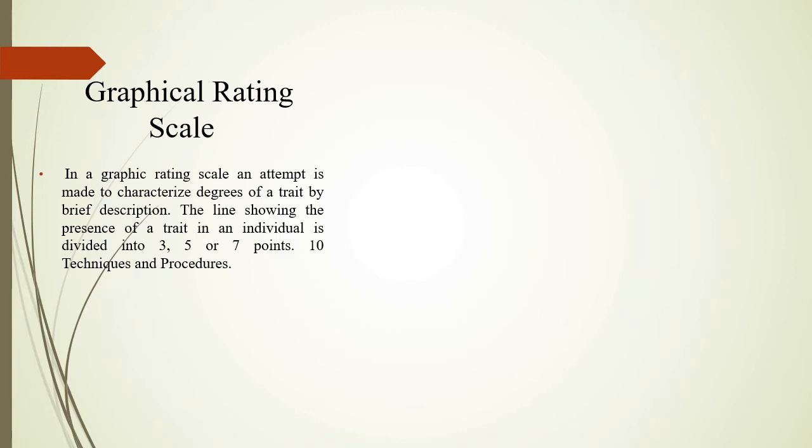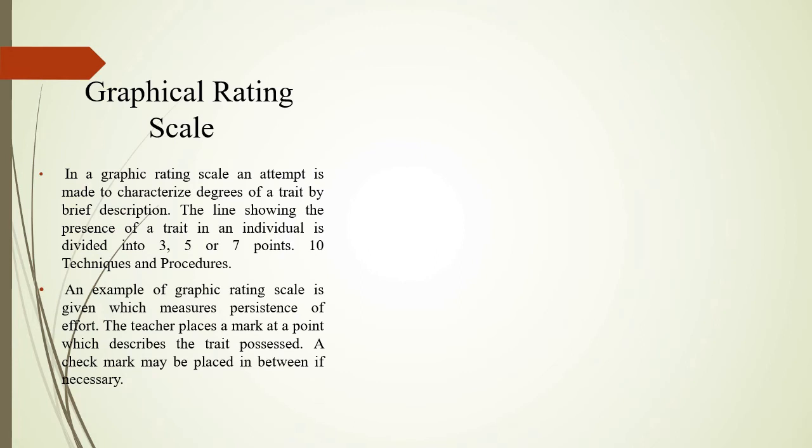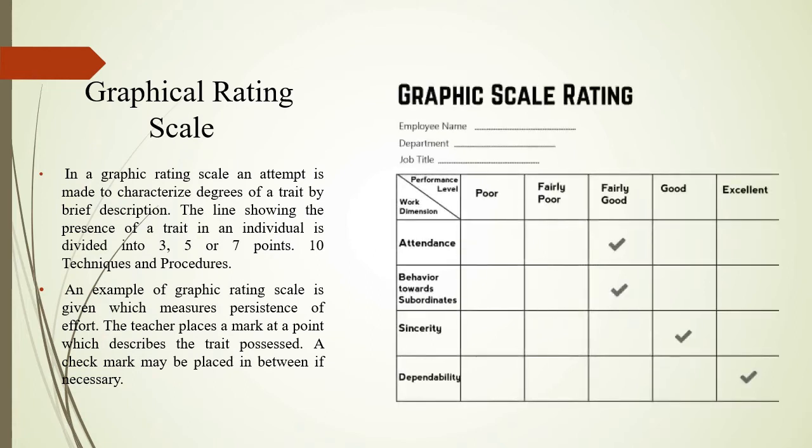Graphical rating scale. In a graphic rating scale, an attempt is made to characterize degrees of a trait by brief description. The line showing the presence of a trait in an individual is divided into 3, 5, or 7 points. An example of graphic rating scale is given which measures persistence of effort. The teacher places a mark at a point which describes the trait possessed. A check mark may be placed in between if necessary. This is the example of graphic scale rating.